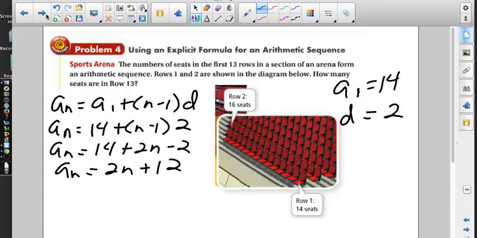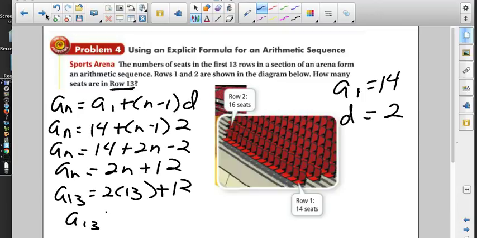They didn't just say write the formula. What did you want us to do? What are we supposed to do now? Gotta put in the 13. You have to put in a 13 for the n. Let's put it in and find it. 2 times 13, 26 plus 12. 38.